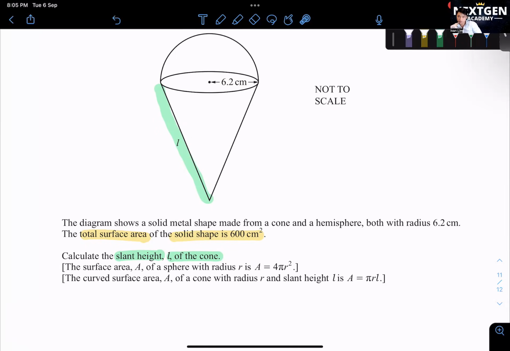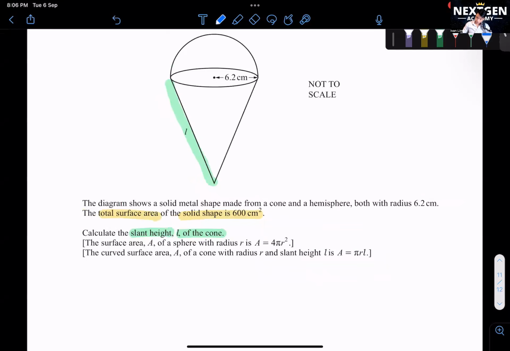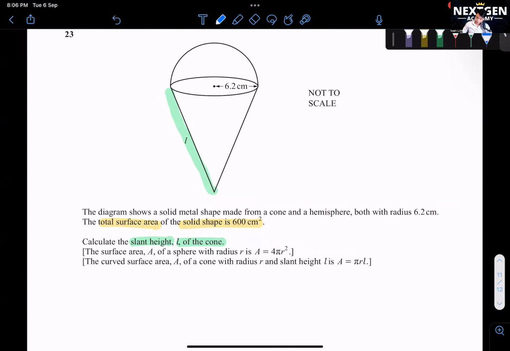If we take a bottle, surface area is just the outside part. You don't count anything of the inside, just the surface area. So for this part here, I need to find the area of the cone. Imagine an ice cream cone, your outside, plus your hemisphere. Hemisphere means half a sphere.